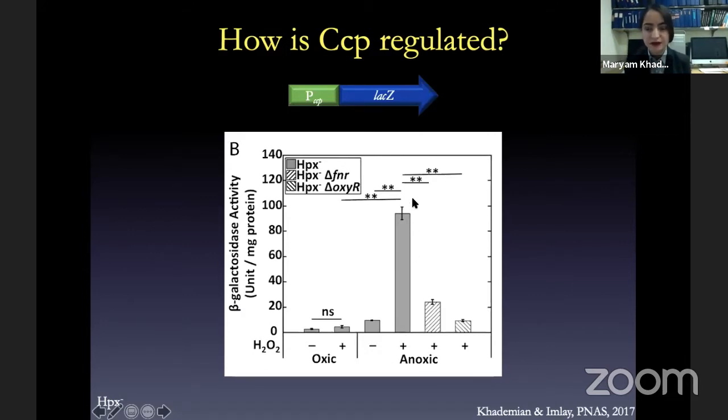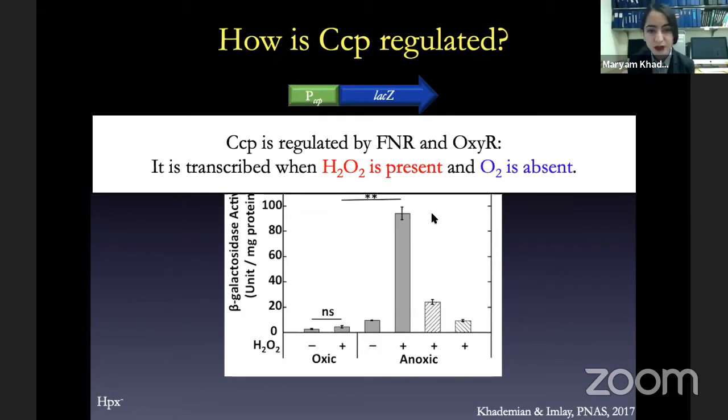To confirm that this role is done by FNR and OxyR, I used FNR and OxyR mutants and used the exact same condition that otherwise in wild type gives me full expression, but these mutants cannot express this enzyme, even when either of them is gone. So this showed that CCP is regulated by both FNR and OxyR. It needs both of them to be activated, and it's transcribed when hydrogen peroxide is present and oxygen is absent.